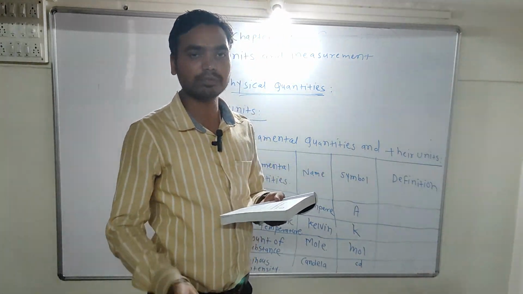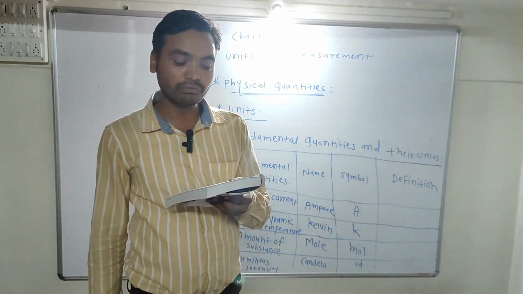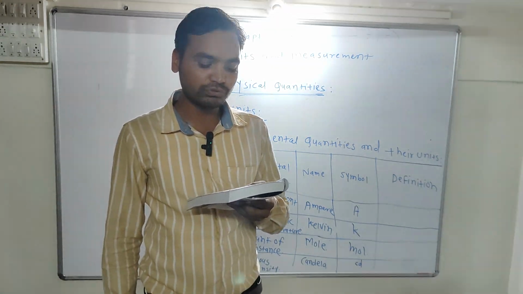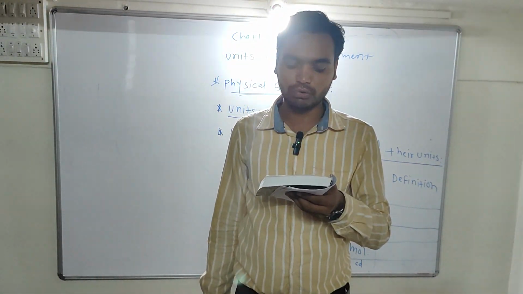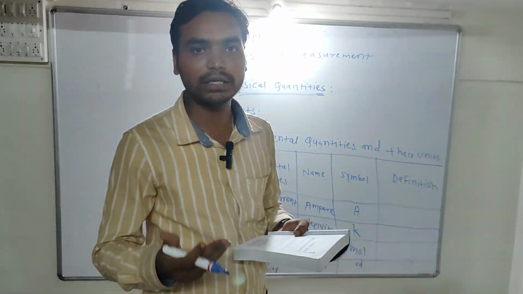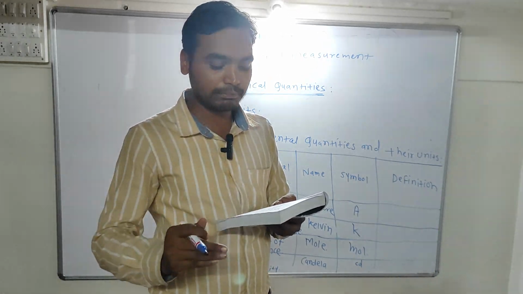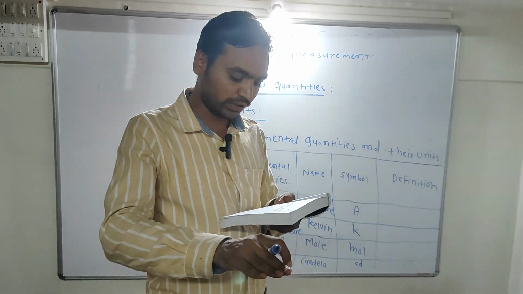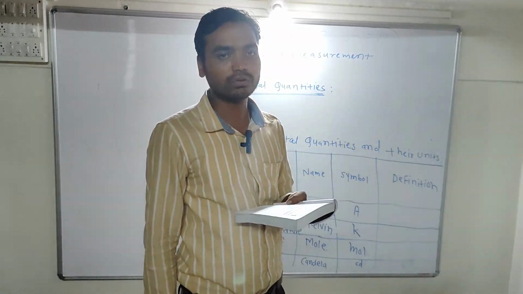Then we have to see what is meant by the physical quantities. All the quantities which can be measured directly or indirectly, in terms of which the laws of physics are described, are called the physical quantities. What are the physical quantities? All the quantities which can be measured directly or indirectly, in terms of which the laws of physics are described.